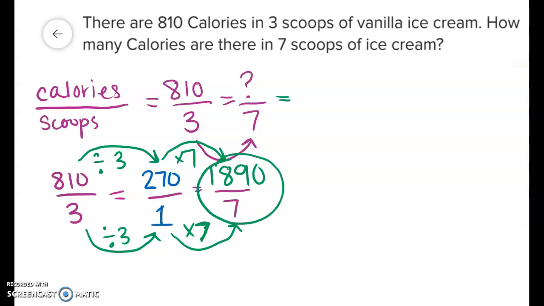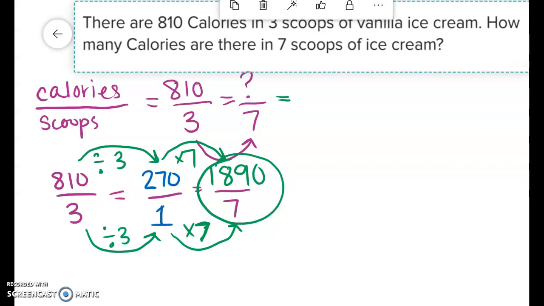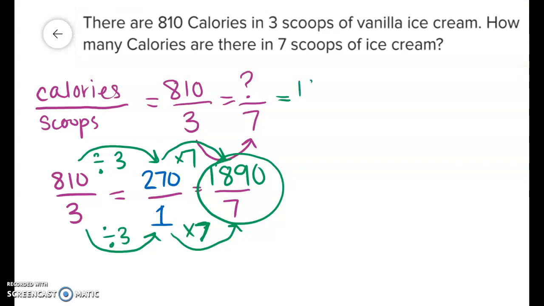So what do I know? I know if there are 810 calories in 3 scoops, that's the same as 270 calories per 1 scoop, which means that there are 1,890 calories in 7 scoops.